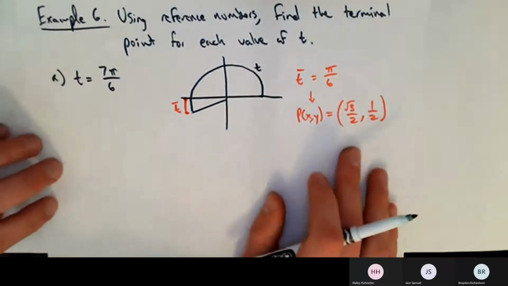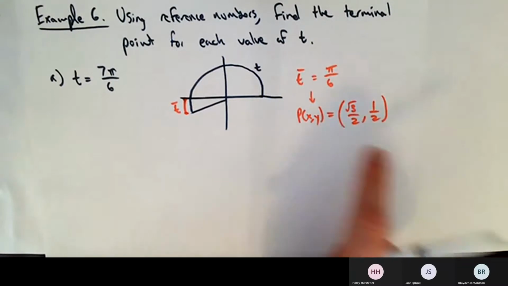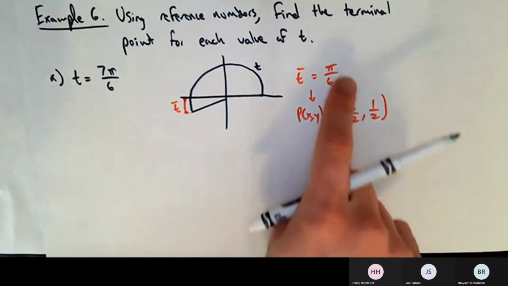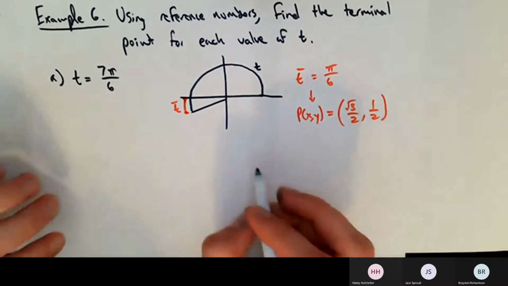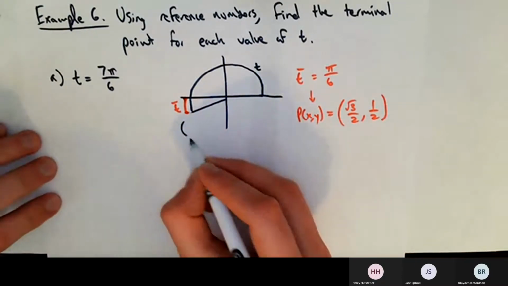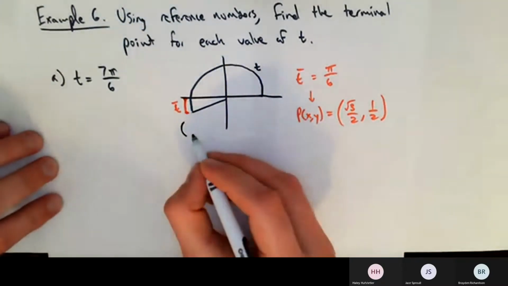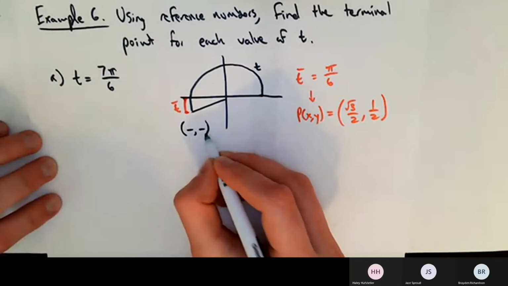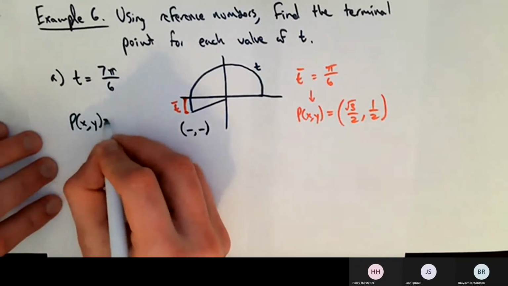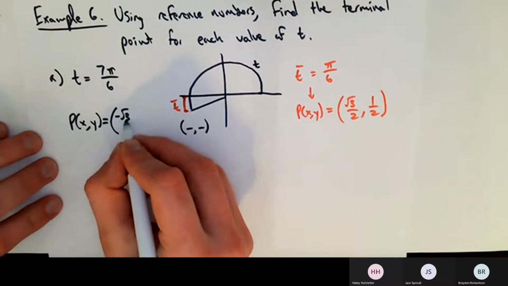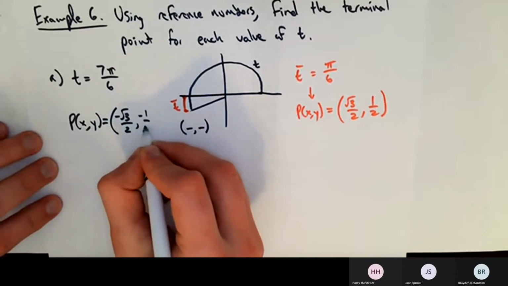Once we find the corresponding point for the reference number, which is pi on 6 here, so I've got that written down, now I just think about the signs in the third quadrant where my actual t value is living, and by the way, they're both negative. So my actual P of xy for my given t value is negative square root of 3 over 2, comma negative 1 over 2.